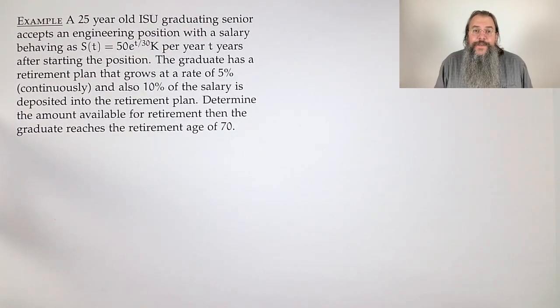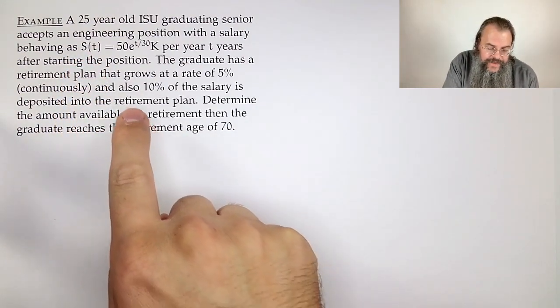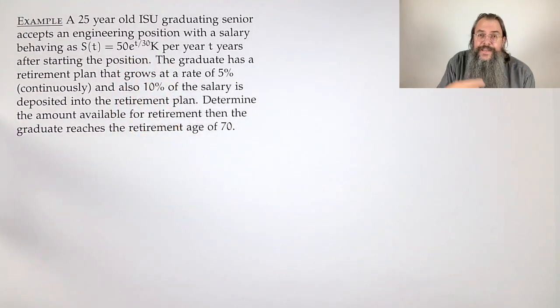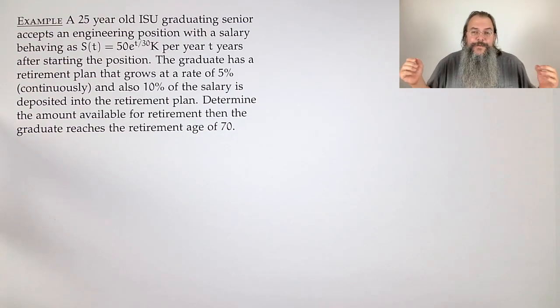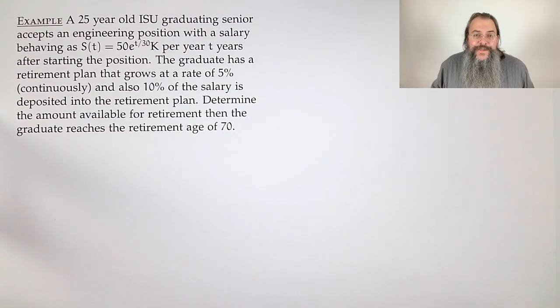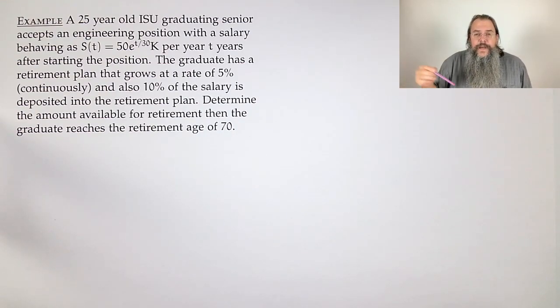A 25-year-old ISU graduating senior accepts an engineering position where the salary behaves as this nice function. So S for salary: 50e^(t/30) k. So k is 1,000, which means at time 0, it's 50,000. So you start at 50,000, but it keeps going up, and it's the best kind of growth: exponential. We like exponential growth when we're talking about money, especially when it's money coming to us, not money that we have to pay. So they're making a fair amount of money, especially as they go on further in their career.